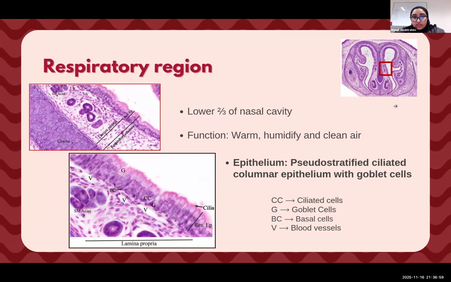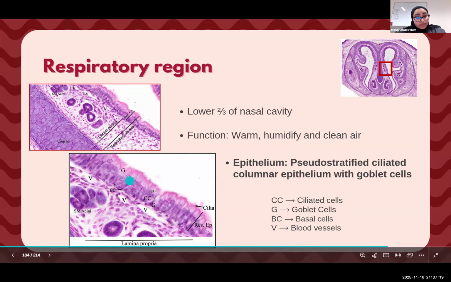Okay. The respiratory region, which is the lower 2/3 of the nasal cavity. It's the majority of the nasal cavity. The main function of it is to warm, humidify, and clean the air. Again, we see the concha, the lamina propria, and then we have the respiratory epithelium. But again, most important part, epithelium function. So let's zoom in further.